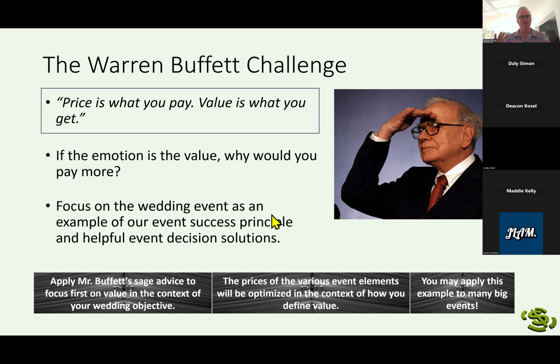And again, at the end, I'm going to show you the models that'll help you understand what more means. But for now, I want to start with that, putting that into your brain a little bit, and then we'll come back to validate what more actually leads to in terms of the opportunity cost to your retirement. Okay. All right. So what I encourage you to do is to apply his sage advice to events and be clear about your wedding objective. The prices of the various event elements will be optimized in the context of how you define value. And again, be clear about how you define value via your community and what they remember. And then certainly you can apply that to many other big events in your life. But we're using the wedding as the example here. All right.